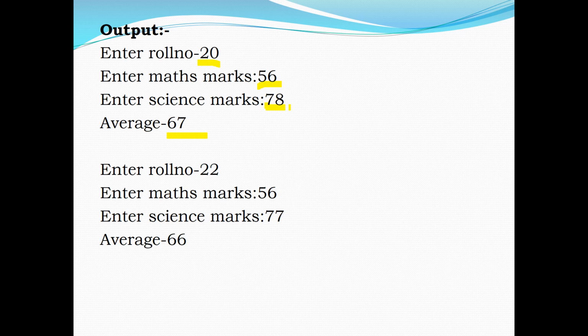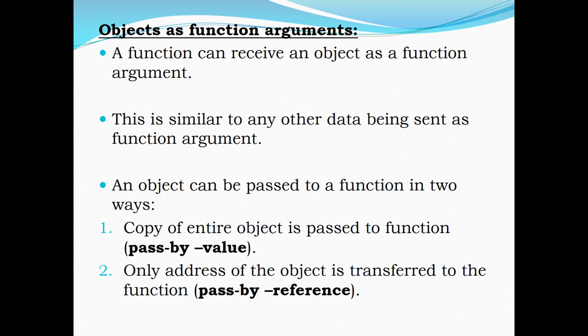Here we have two outputs for an example. Let us see what the next topic is. I hope that you clearly understood how to create an array of objects. Our next topic is object as function arguments.